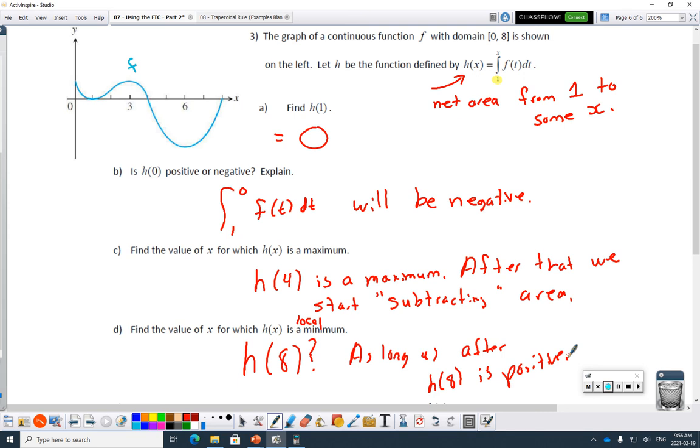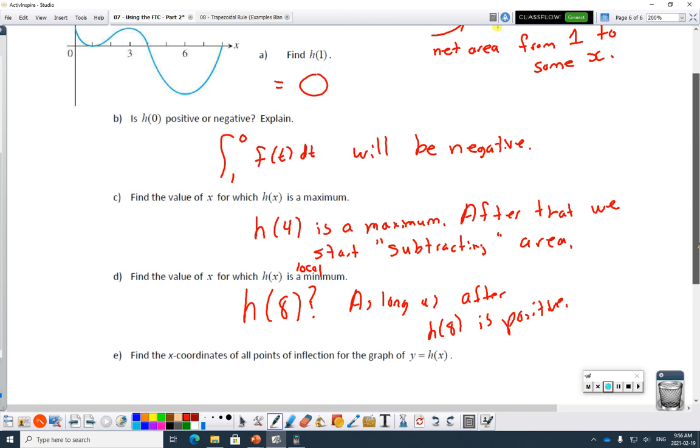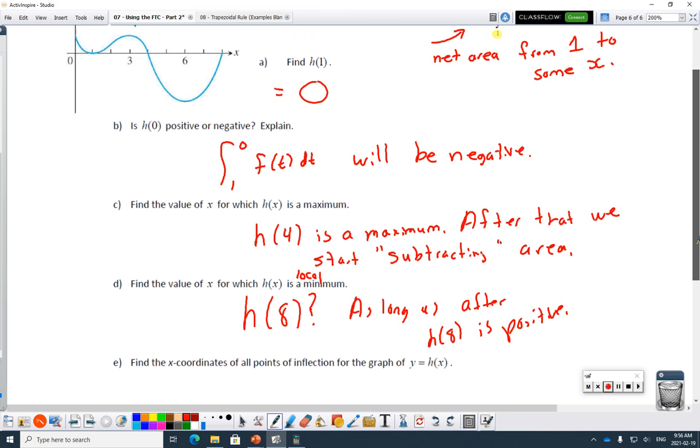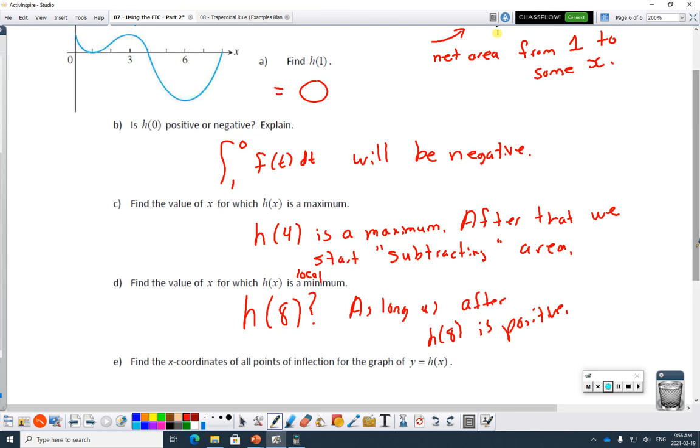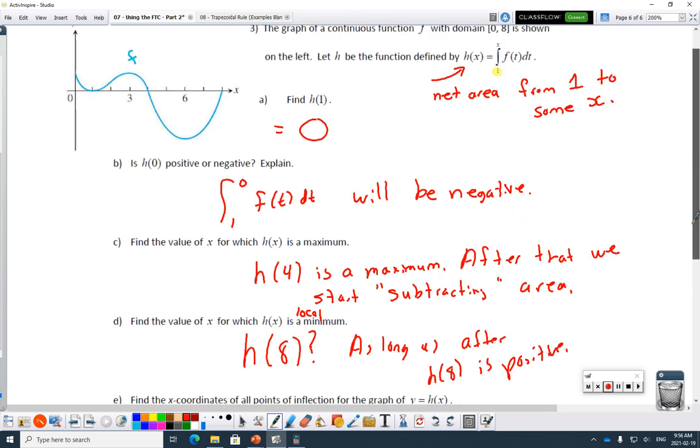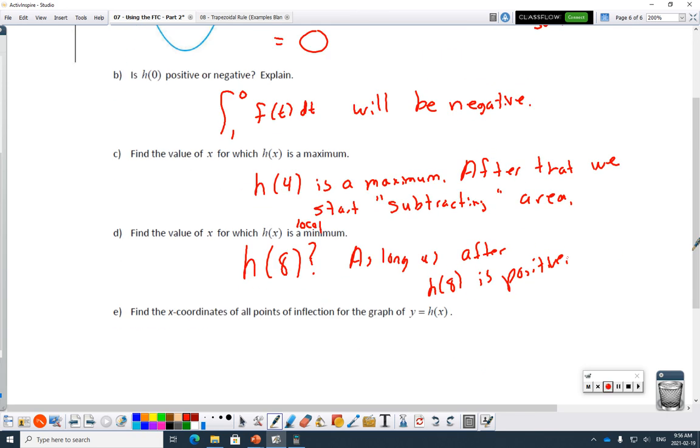Well, if that wasn't bad enough, the last one's a mind crusher. I've got to find the x-coordinates of all points of inflection. Points of inflection on here would not be too bad. Where does it turn from concave up to concave down? We can pick those off, no problem. But points of inflection of h, oh boy.